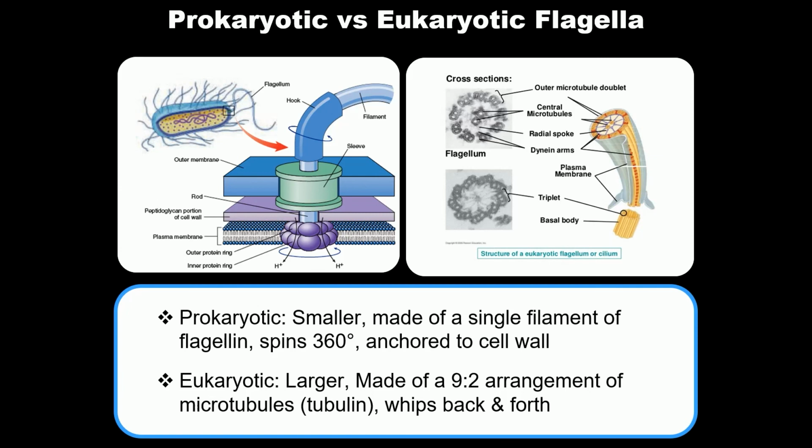So yes, prokaryotic cells and eukaryotic cells both can have flagella, but there are some differences. Prokaryotic cells almost always have more than one flagella when they have one. Animal cells typically are going to have one. Protists can have more than one. Prokaryotic flagella spin 360 degrees. Eukaryotic flagella whip back and forth. Prokaryotic flagella are made out of a single protein filament. Eukaryotic flagella are made out of microtubules in a 9-plus-2 arrangement. So big differences between the two structures.